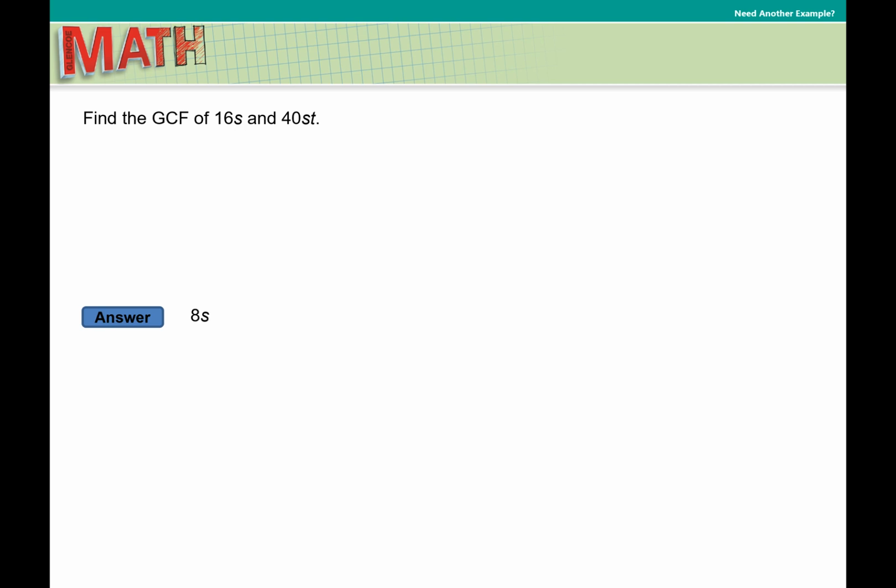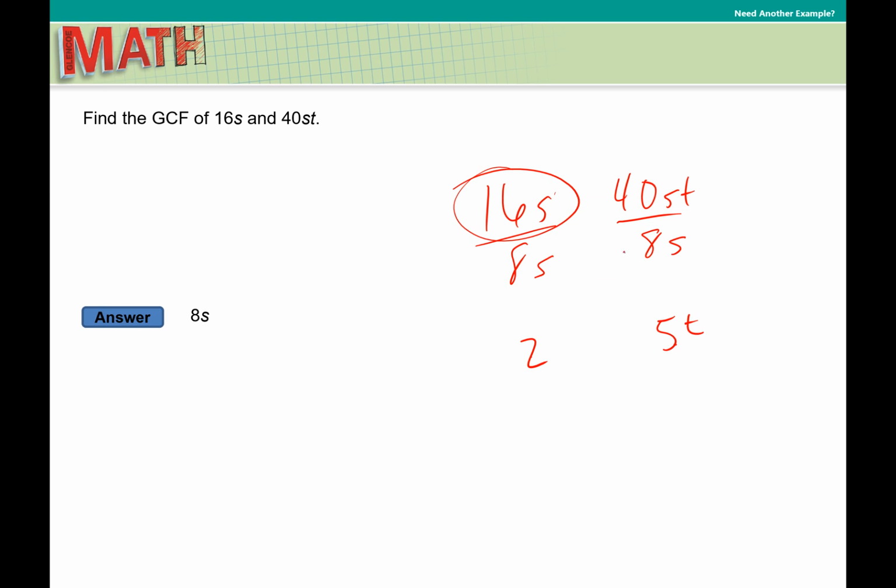Should have gotten an answer of 8s, 16s, 40st. Again, I can go in, divide that by 8s. I can divide this by 8s. I get 2 there. I get 5t there. Both of these are prime numbers, and t is not over in this monomial here, so then I know that 8s is my greatest common factor.